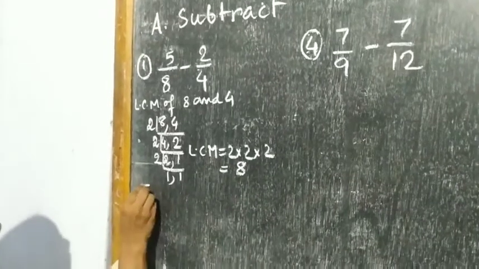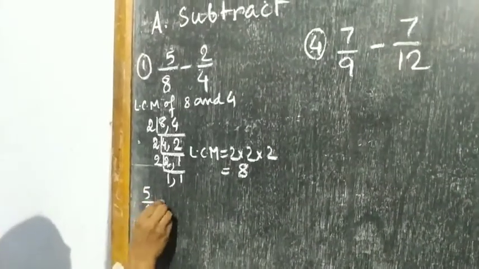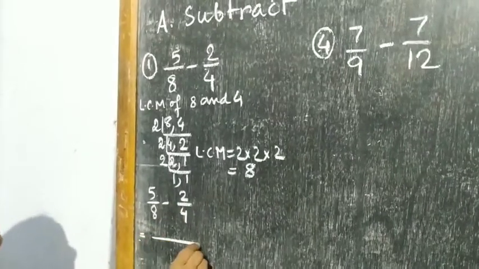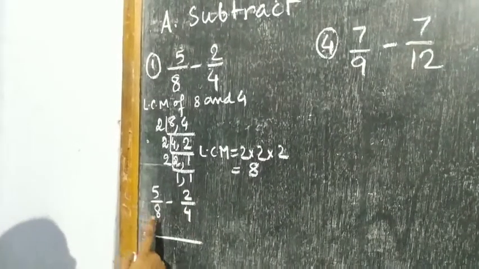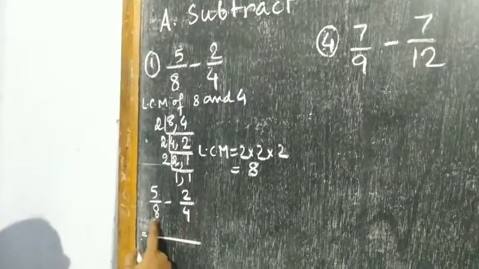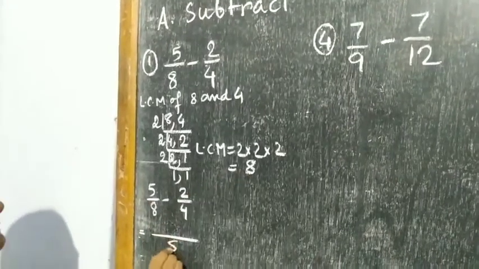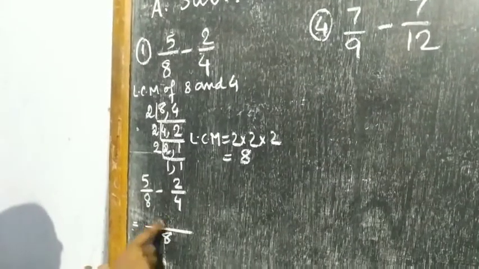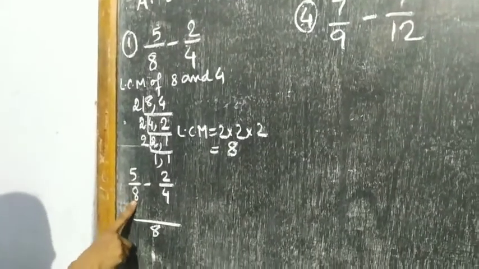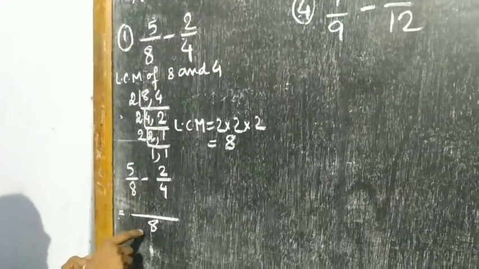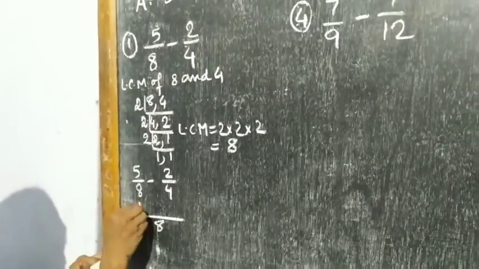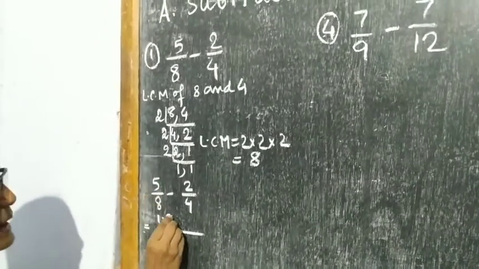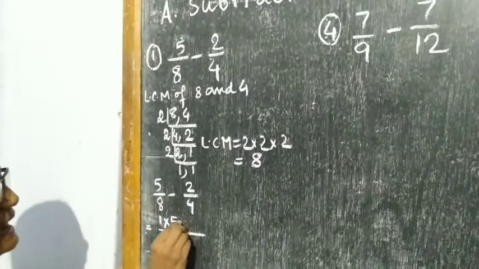Now children, you write the sum 5 by 8 minus 2 by 4. So what is the LCM of 8 and 4? You have to take the LCM of 8 and 4. And the LCM of 8 and 4 is 8. Now what you will do? You will divide this 8 by this denominator 8. So 8 divided by 8, 1. So 1 into the numerator. What is in the numerator? 5. So write 5. Now put the minus sign.